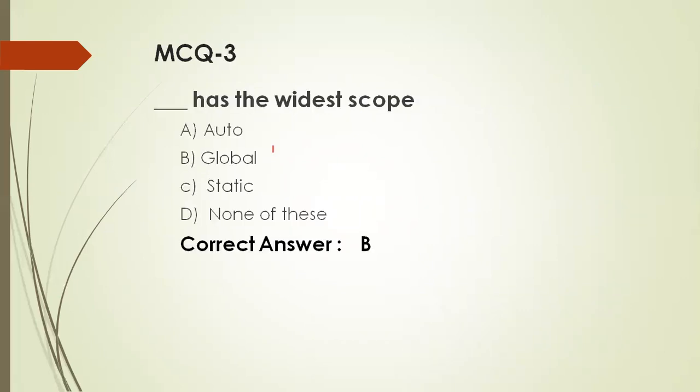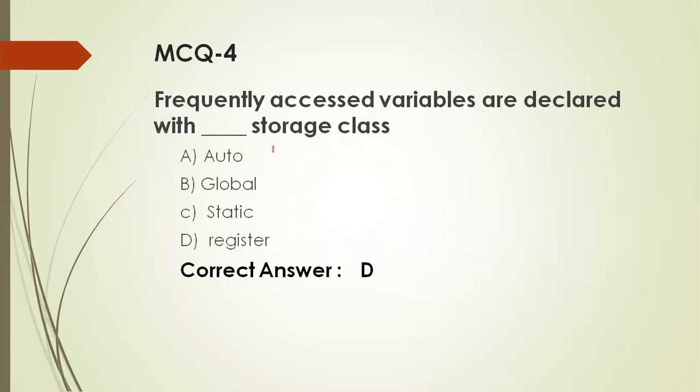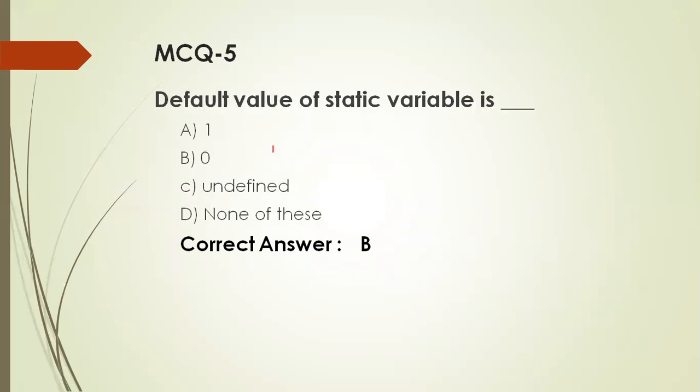Dash has the widest scope. Auto, global, static, none of these. The correct answer is B. Frequently accessed variables are declared with dash storage class. Any variable that you use very, very frequently, if you store it in a register, then the time to fetch that variable is less. So the correct answer is register, or D.